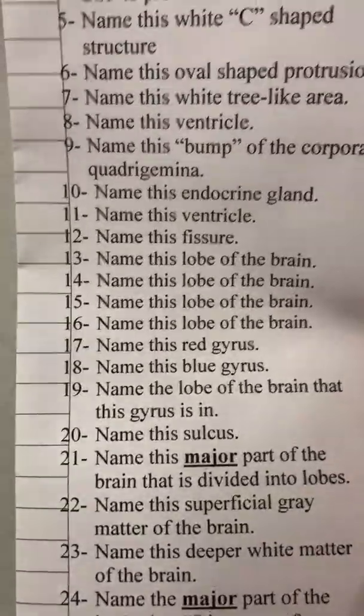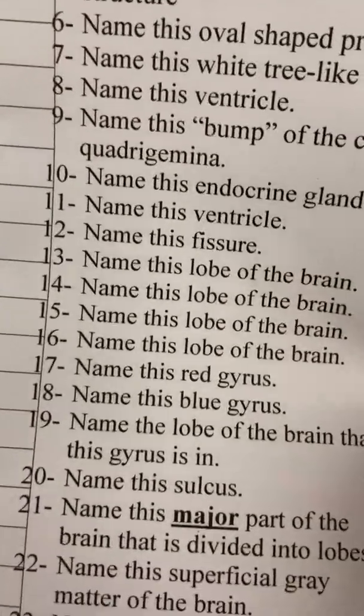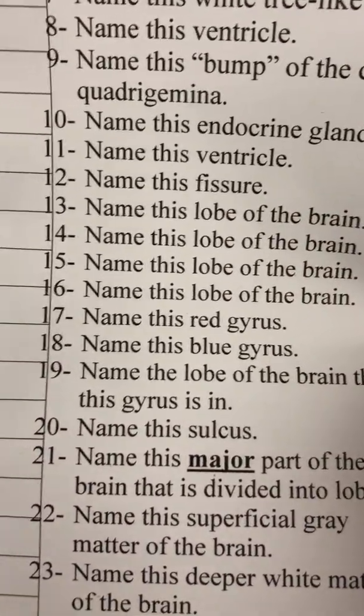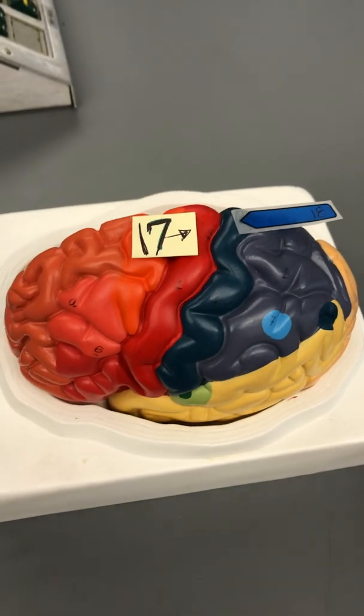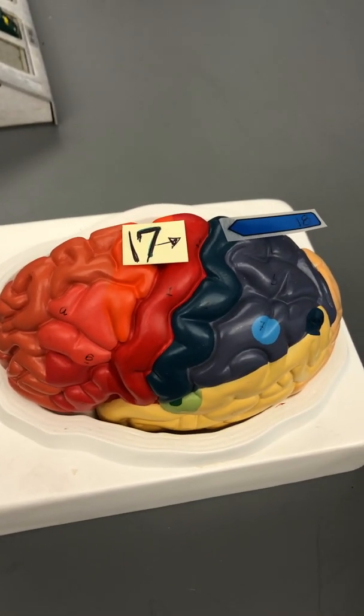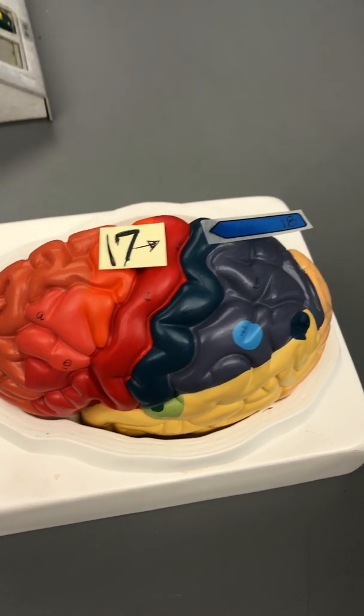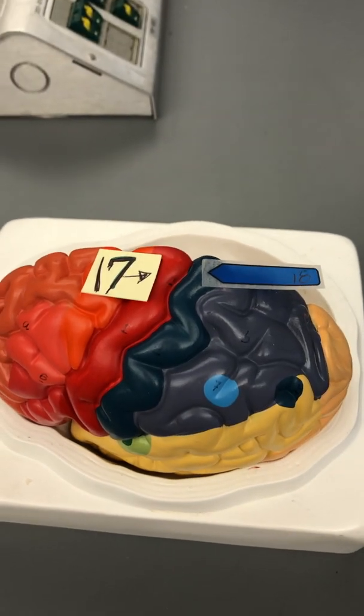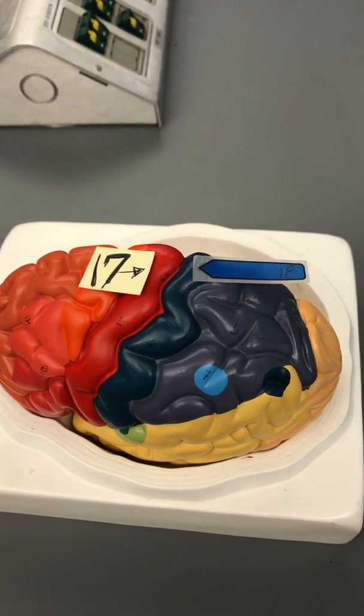17 and 18 refer to specific gyri. 17 is the red gyrus. This is the precentral gyrus. 18 is the blue gyrus, and that is the postcentral gyrus.